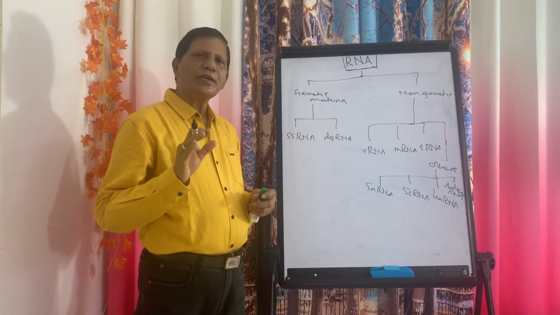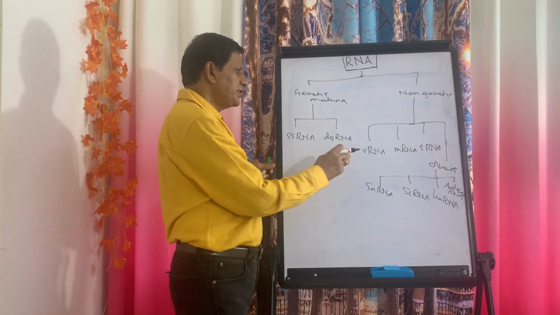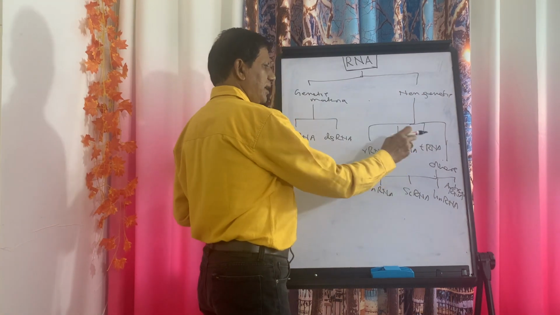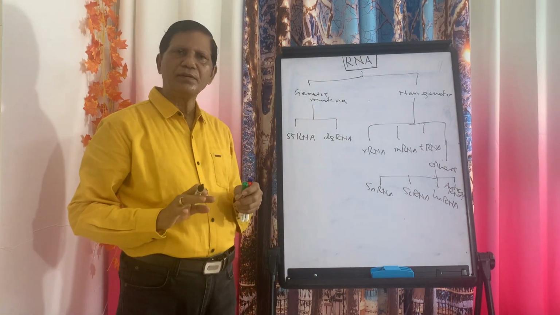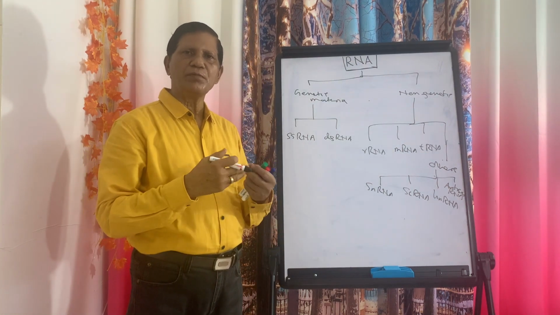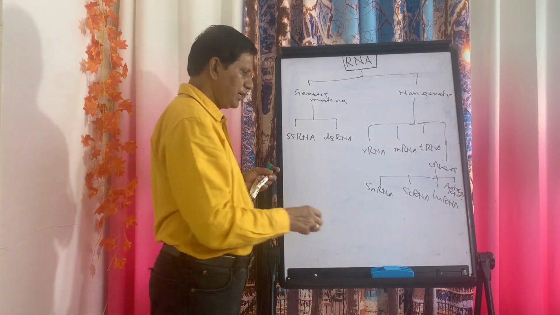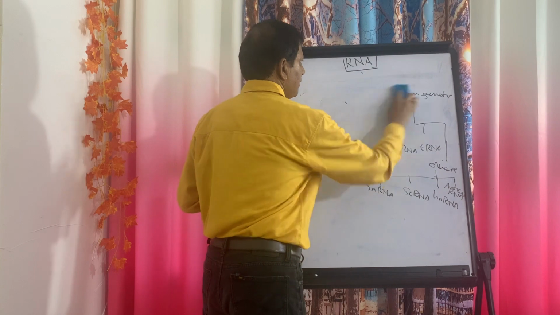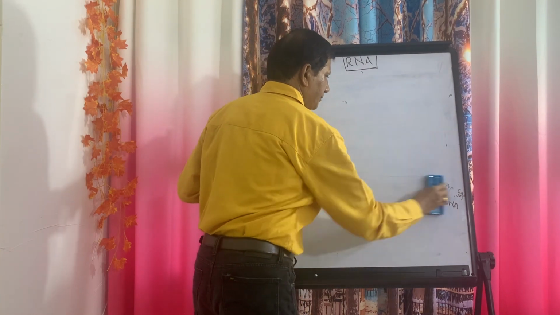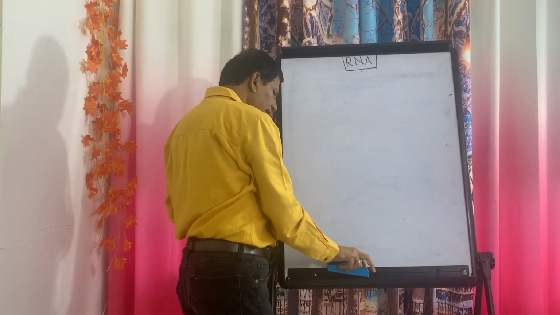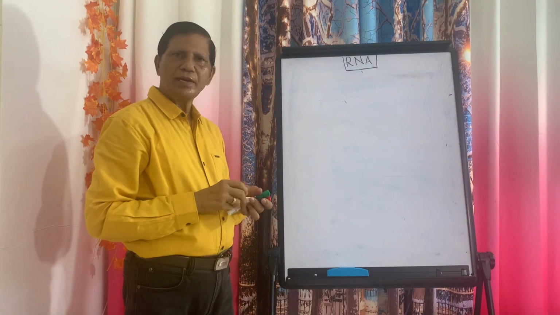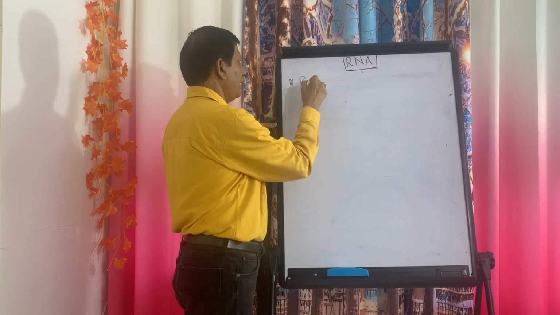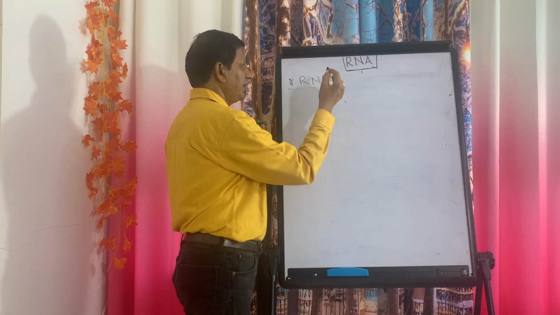But the main point of discussion here is these three types of RNA: rRNA, mRNA, tRNA. Because these are the three types of RNA which have main function. So now let us discuss one by one. Now first we'll discuss the rRNA. rRNA means ribosomal RNA.